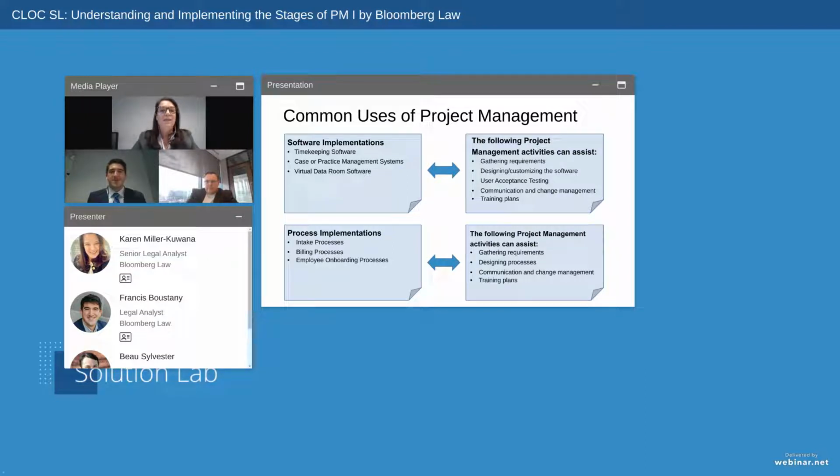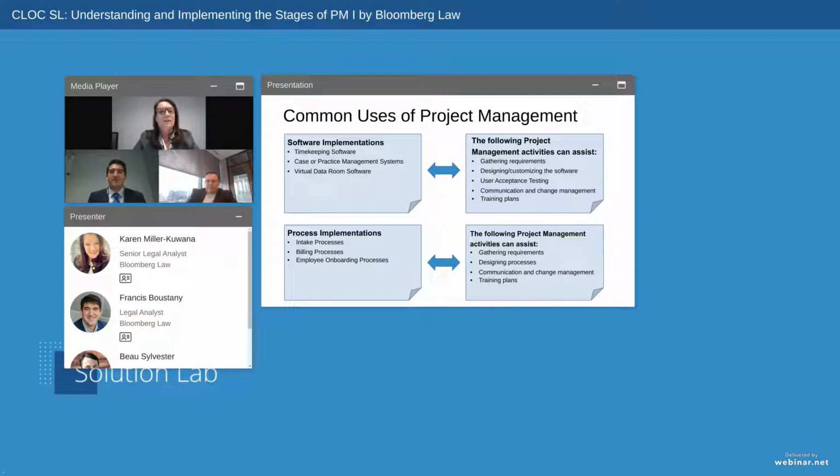With that said, there are 2 areas in legal operations where project management is more commonly used. And these include software implementation projects, such as the implementation of software systems to manage either e-billing, as Bo just mentioned, timekeeping, e-discovery, and I think what you hear most commonly or quite frequently now is the document repository and contract lifecycle.